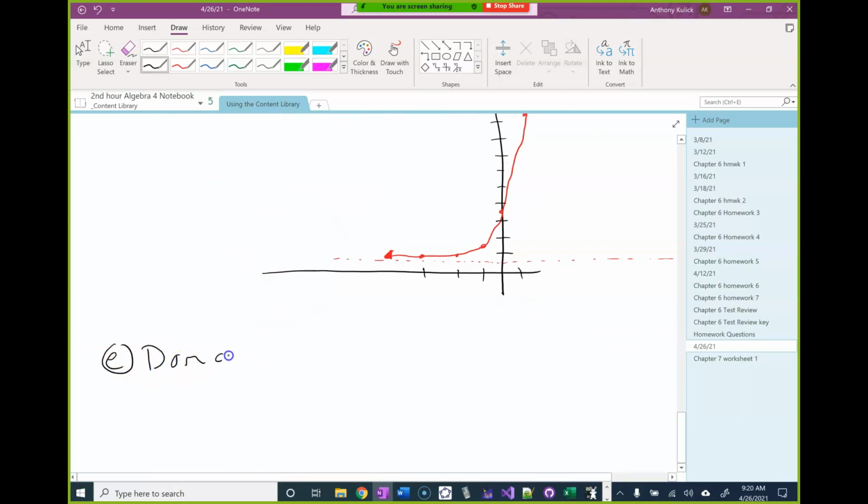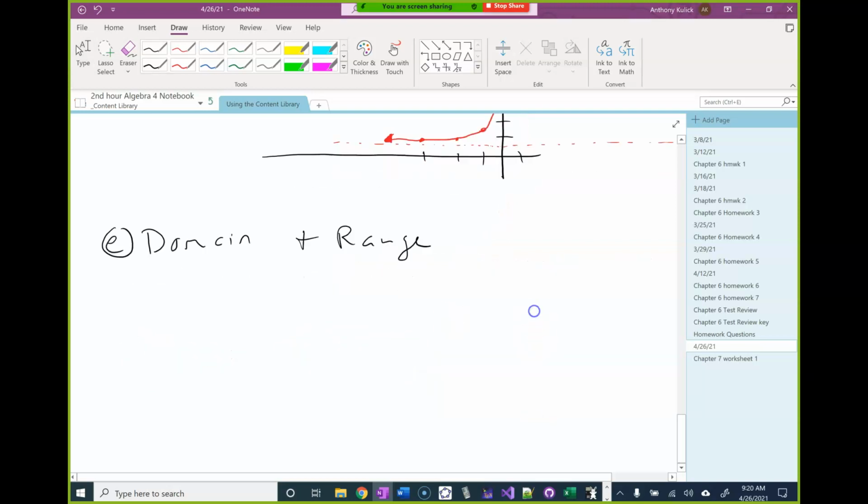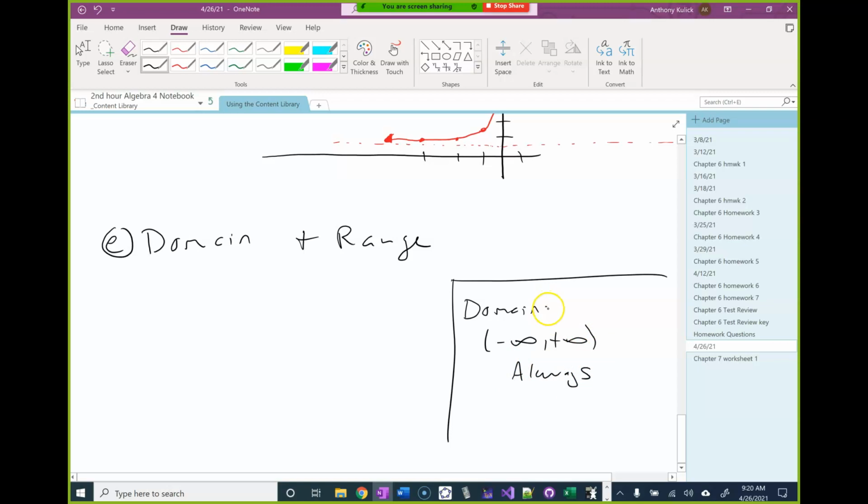We should talk about the domain and range. So since this graph has arrows at both ends, what does that tell me about the domain? It's going to be all real numbers. That's always going to be the case. Everybody's okay with that idea?